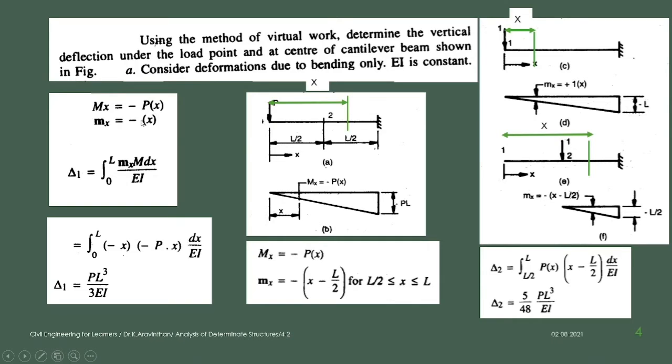If you apply this formula, capital M is P into x, written here, and small m is x minus L by 2. Both the terms are written here, and you can integrate with the limits of L by 2 to L. If you multiply the components inside, that is Px square, Px into L by 2, and integrate with respect to x and apply the upper limit and lower limit, you will get the answer as 5 by 48 PL cube divided by EI. So this is the deflection at the center of the cantilever beam.